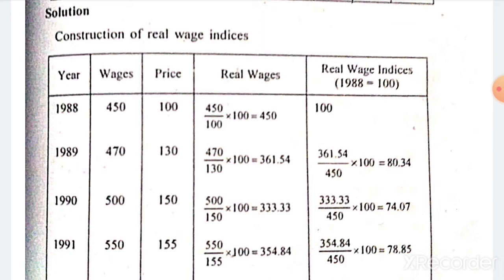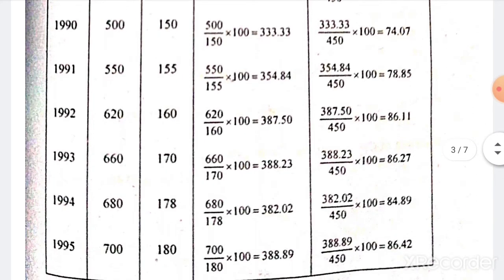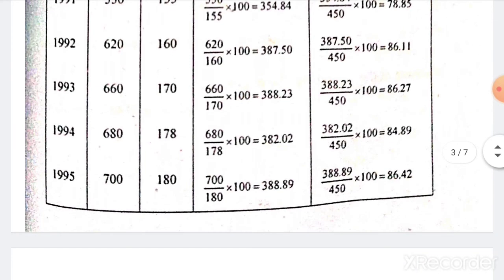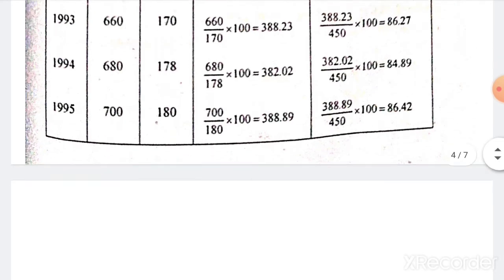So 361.54 is the current real wage value, divided by the real wage value in 1988, because for all the years you have to take 1988 as your base year. So 361.54 divided by 450 into 100. The current 1990 real wage value is 333.33 divided by 450 into 100. So 354.84 divided by 450 into 100. 387.5 divided by 450 into 100. 388.23 divided by 450 into 100. So 382.02 divided by 450 into 100. 388.89 divided by 450 into 100. So like this you have to calculate the value.